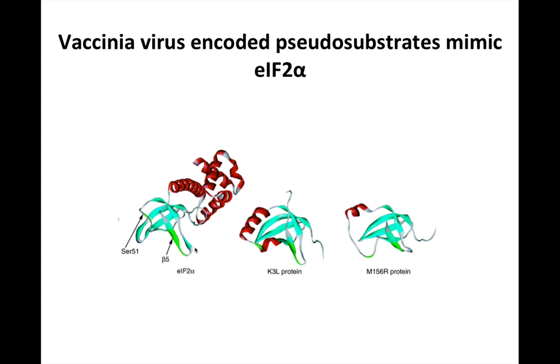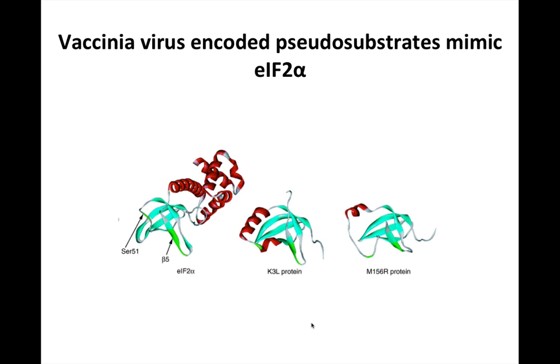And that's just one way that viruses do it. There are many others. I just want to show you one more because this is also very neat. This is an example from vaccinia virus. This virus encodes proteins that are pseudo-substrates. That is, they mimic EIF2-alpha, and they fool the kinase PKR into phosphorylating them instead of EIF2-alpha. So here's the three-dimensional structure of EIF2-alpha. And on the right are two vaccinia proteins that are clearly structural mimics of EIF2-alpha. And they are mimics of the part of EIF2-alpha that gets phosphorylated by PKR. Here's serine 51. That is where PKR puts a phosphate on to inactivate the molecule. So these two proteins, K3L and M156R, bind PKR, and they're made in big quantities in infected cells, and they basically sop up all the PKR so it can no longer go to act on EIF2-alpha.